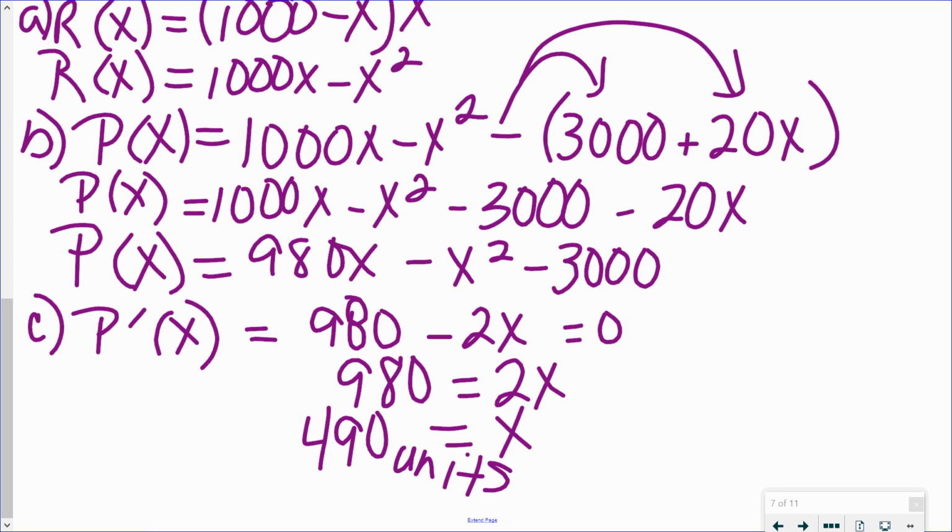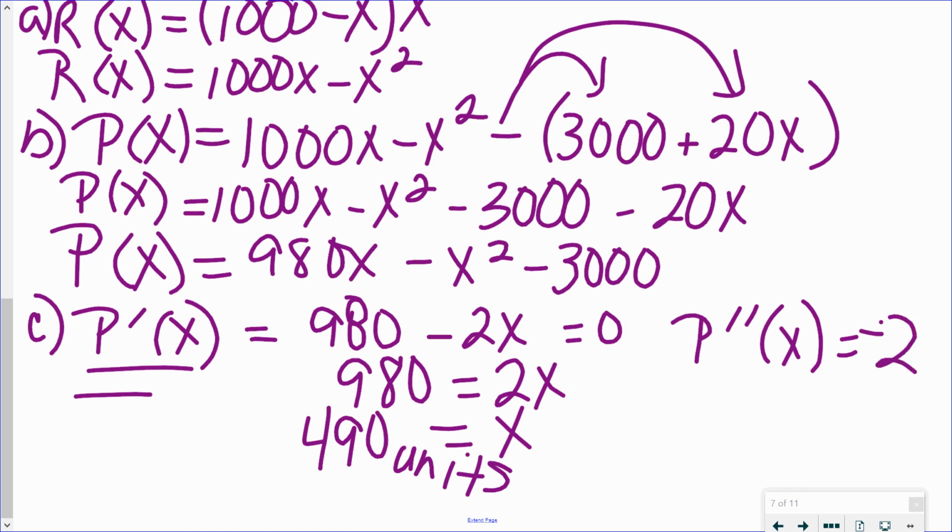Okay. Do we know for sure this is really a max? Well, let's check. In our second derivative, if we check the concavity, we'll know if it's a max. So our second derivative is -2. That tells me that this is concave down, meaning it's like this, which means that our point is up here at the top. Therefore, it is a max.